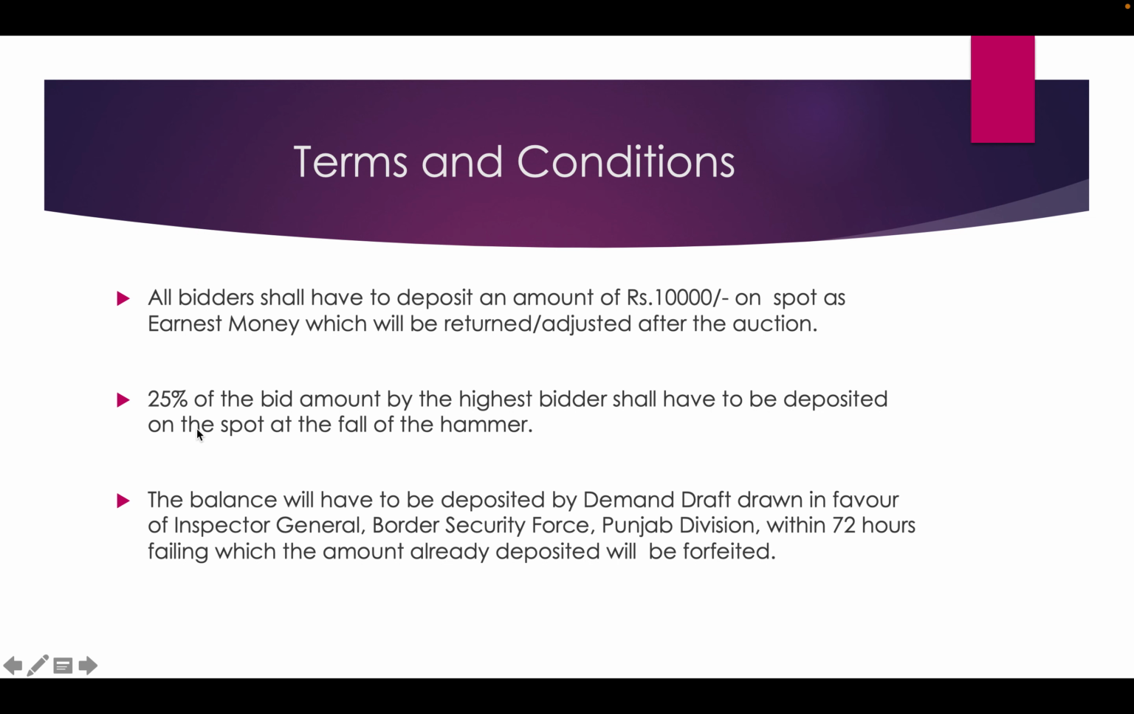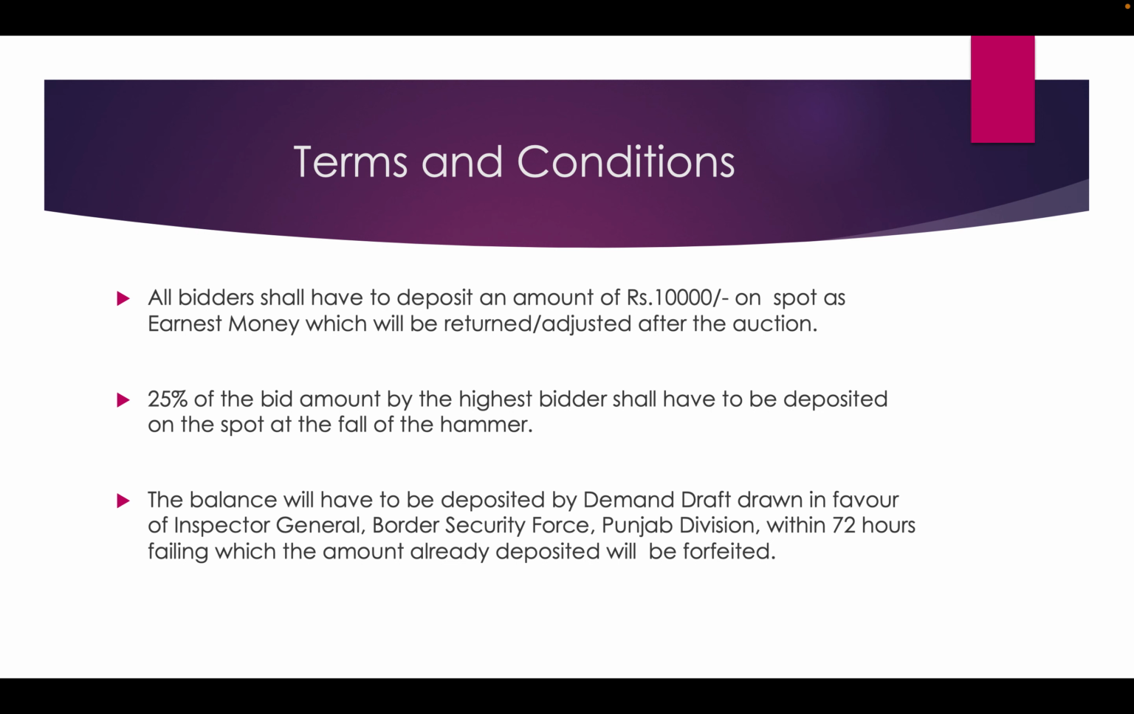Now, the second condition is 25% of the bid amount by the highest bidder shall have to be deposited on the spot at the fall of the hammer. Now, you all have seen auction scenes in the films. There's one person who's conducting the auction and he has a hammer in his hand and he just bangs it down on the table saying that yes, 1, 2, 3, and now it is sold, right?